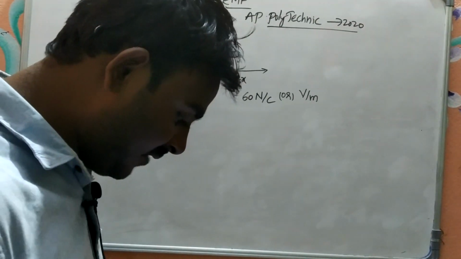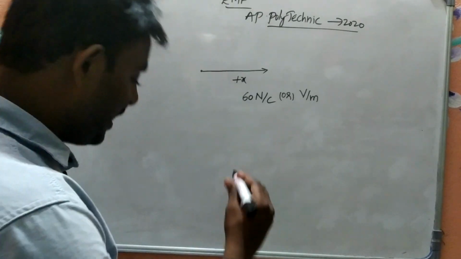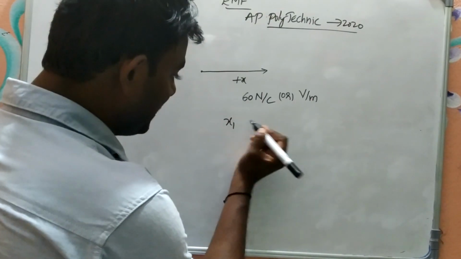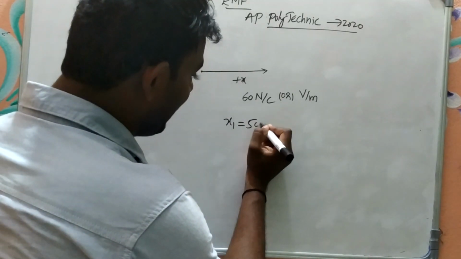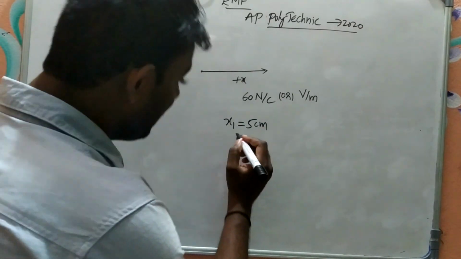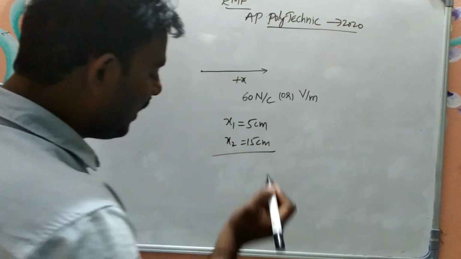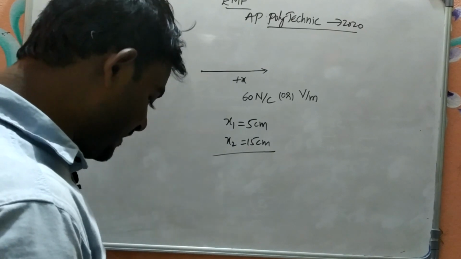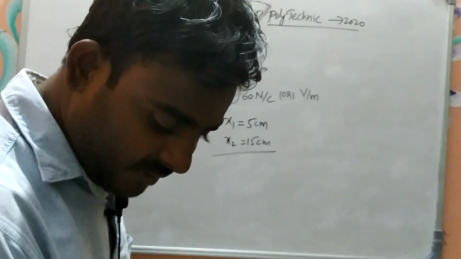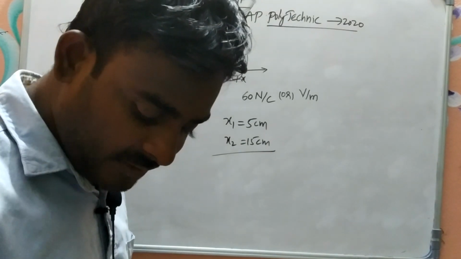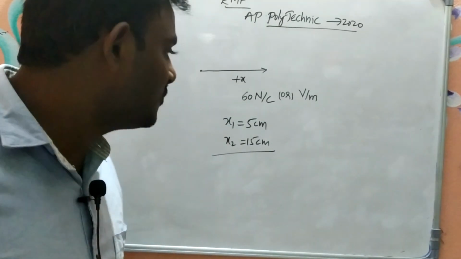Newton per Coulomb given. What is the potential difference between 2 points at a distance x1 equal to 5 centimeters and x2 equal to 15 centimeters given. Okay. So we need to find the potential difference between the 2 points which are at different distances. One is at 5 centimeters and another one is at 15 centimeters given. How can you solve this?